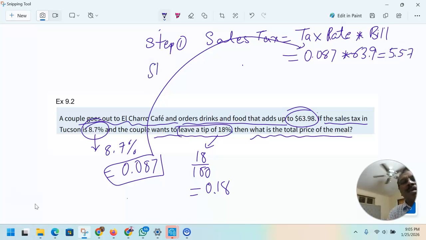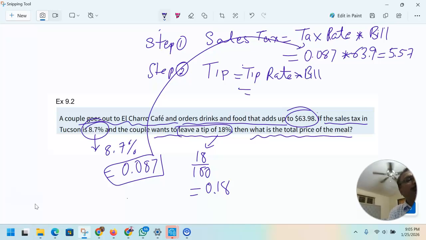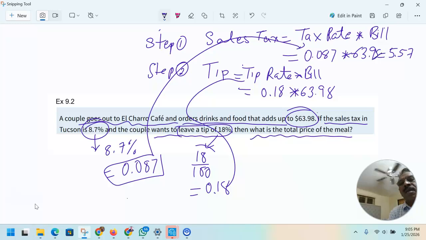Then step number two, you also have to find the tip, right? The tip rate is given to you. The tip is the tip rate multiplied by the bill. So this number goes right here, which is 0.18 times the bill, which is 63.98. On the calculator, if you calculate it, you get 11.52.